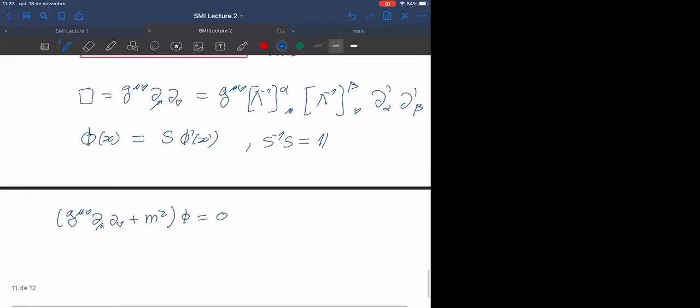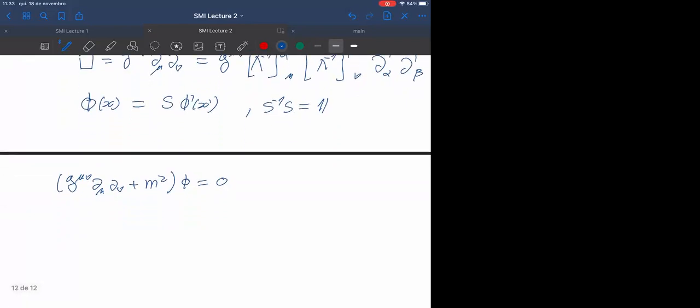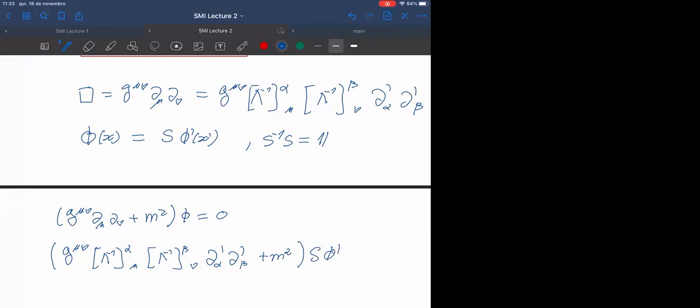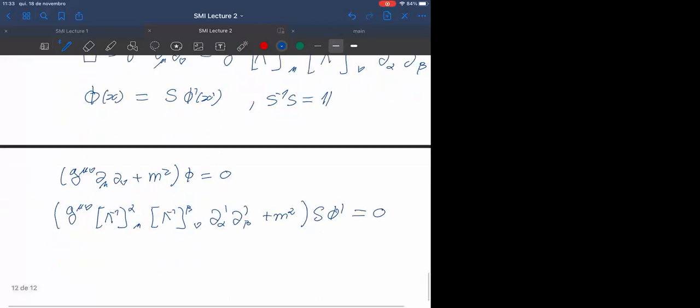Right. So now let's write down the transformations here. It's pretty much just copying what is above. So we are going to have g mu nu, lambda minus 1 of mu, lambda minus 1 beta nu, d alpha prime d beta prime, plus m squared, S phi prime, and this is equal to 0.